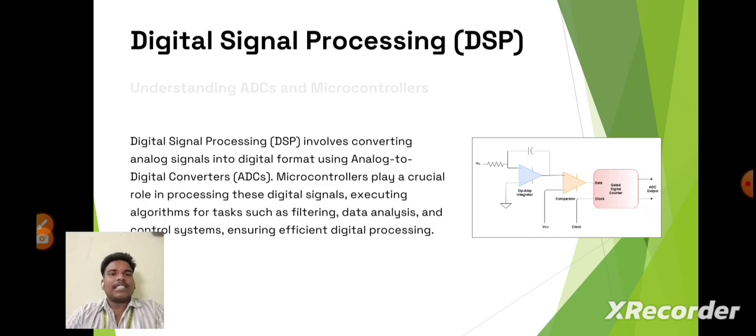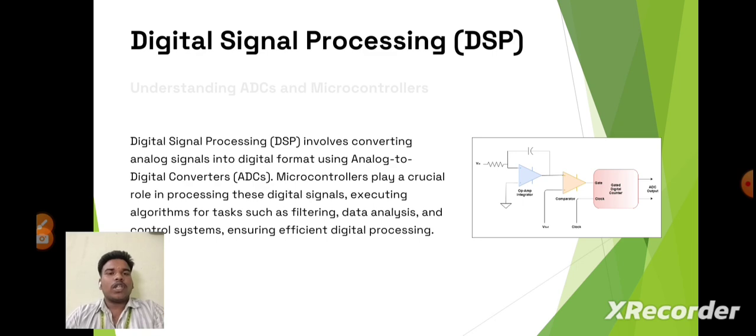And digital signal processing, DSP, as we studied in the signal processing step, is nothing but converting analog signals into the digital format. As I said earlier, analog signals are somewhat precise, but digital format signals are very accurate in the present generation. Digital signal processing involves converting analog signals into digital format using analog to digital converters, ADCs.